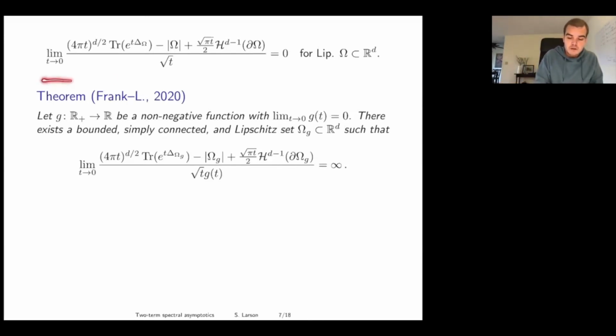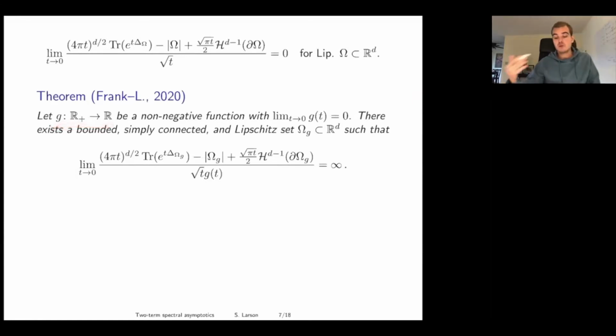So this up here is just a restatement of Brown's result in terms of a limit instead of a little o statement. You renormalize your trace, you subtract the terms of the asymptotic expansion, divide by square root of t, and you take the limit, and you get zero, as soon as omega is Lipschitz. So what Rupert and I were able to prove is that you can't do any better than this.